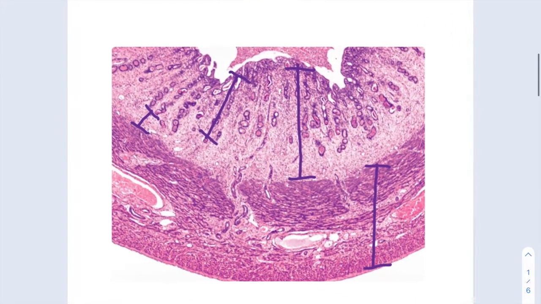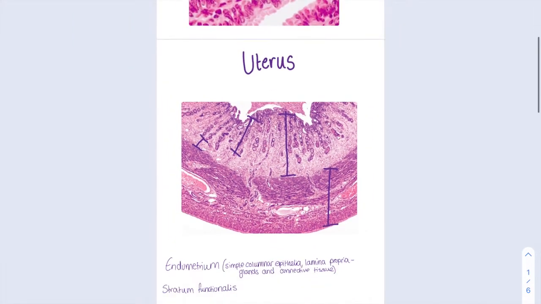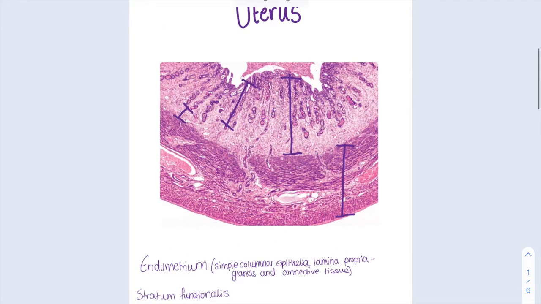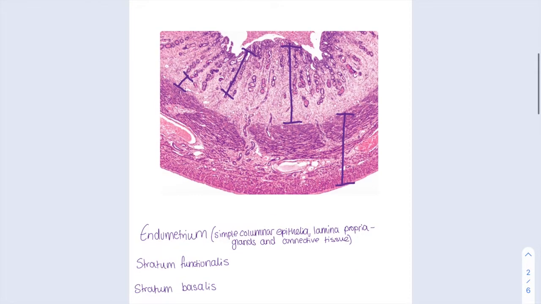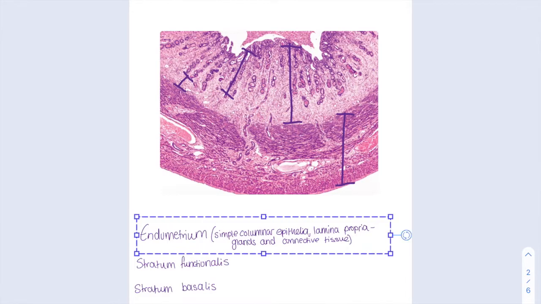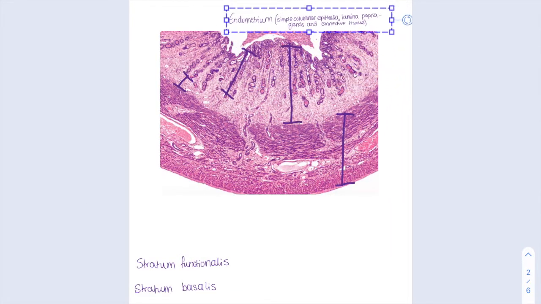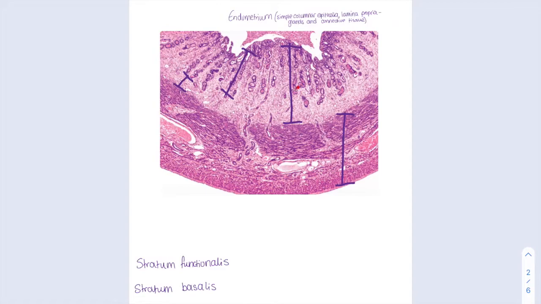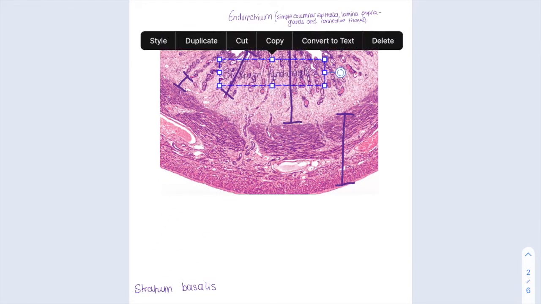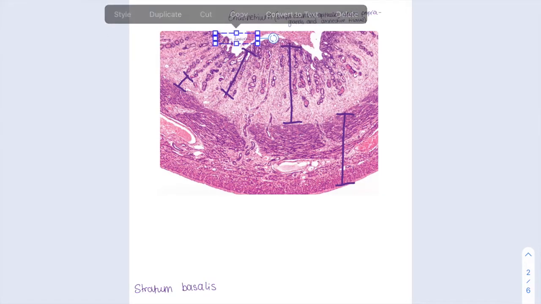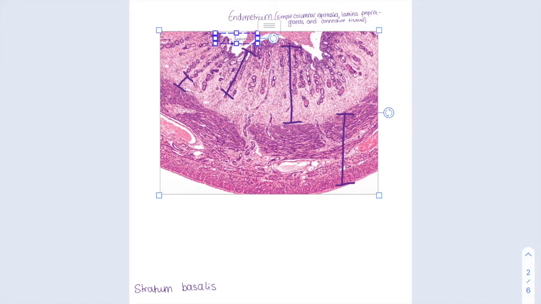This here is looking at the wall of the uterus. So we have this bit here, which is the endometrium, which is made up of simple columnar epithelia. And that's the whole thing. And then you have the endometrium separated into the stratum functionalis and the stratum basalis.